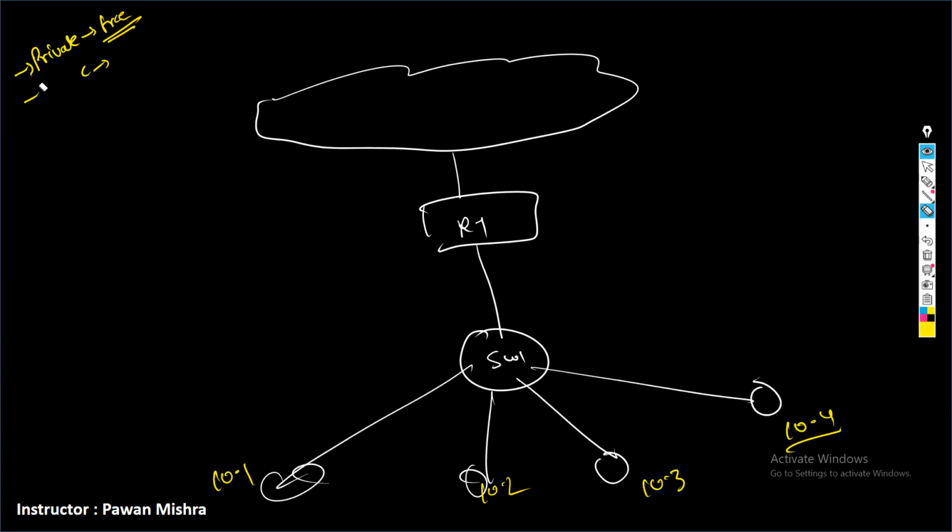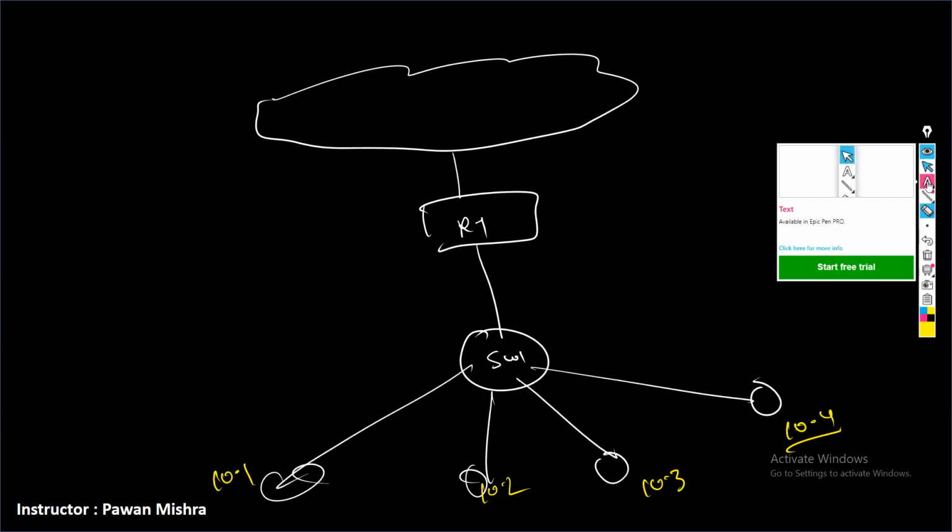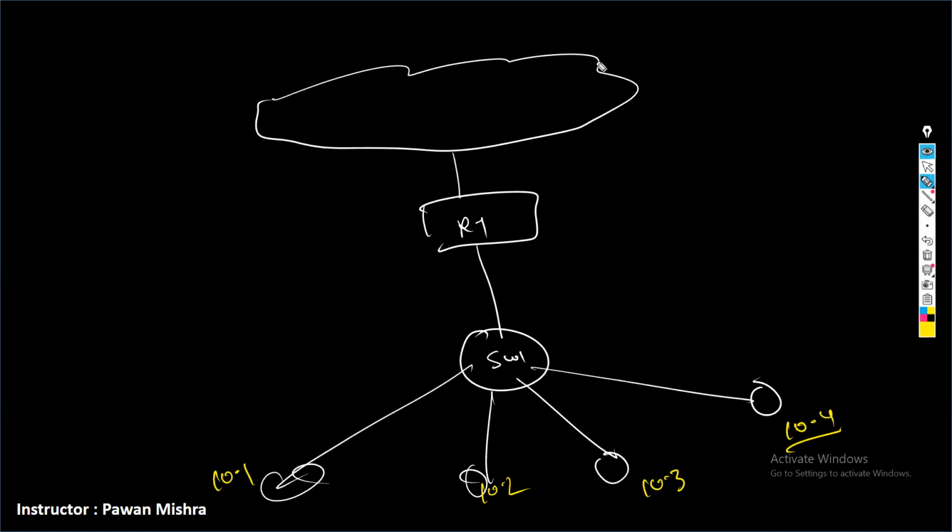Okay. Now let's take an example. In this, this is an ISP 8.8.8.8, and the PCs have IP addresses 10.1, 10.2, 10.3, 10.4. On this side port we have 10.100 IP, and here we have 20.1, and here we have 20.2. Right. So this is the topology. This is the small topology.